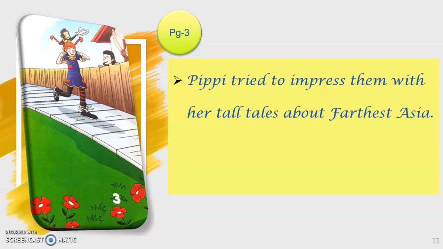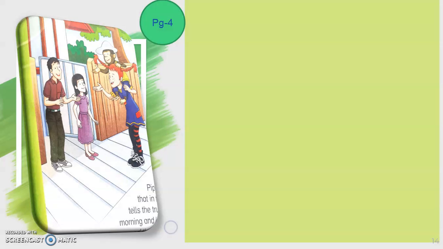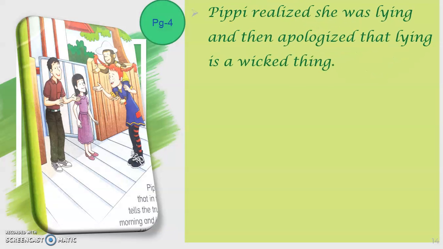So Pippi tried to impress them with her tall tales about farthest Asia. She wanted to become friends, so she told them some tall tales. But then she accepted that she was lying when Tommy pointed it out. Otherwise, she would have carried on with it. Then Pippi realized she was lying. She apologized that lying is a wicked thing.